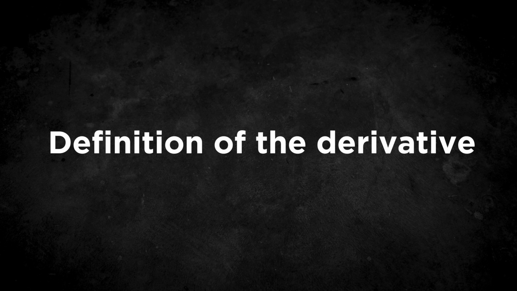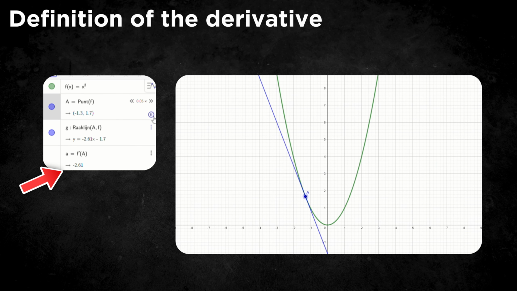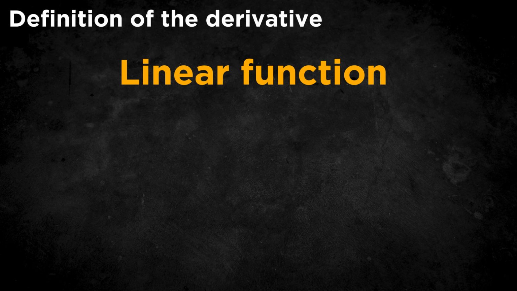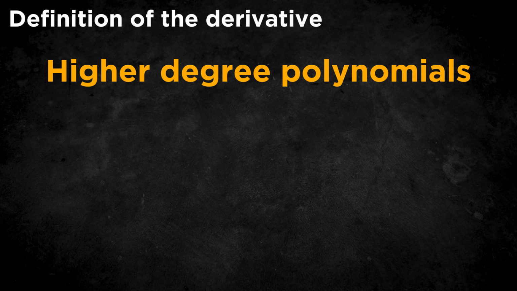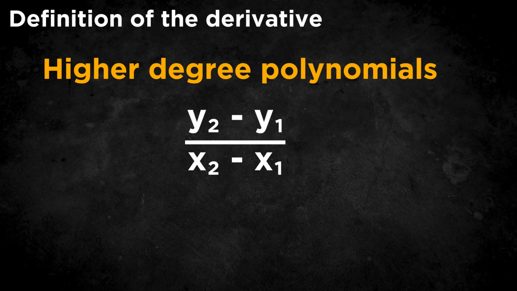This is where the definition of the derivative comes in. Like I just said, the slope of the tangent line at any point will equal the derivative of the function at that point. When you calculate the slope of a linear function, you just use this formula. It's y2 minus y1 over x2 minus x1. And when we look at quadratic functions and functions of a greater power, we can also use this formula. So let's have a look at what happens.